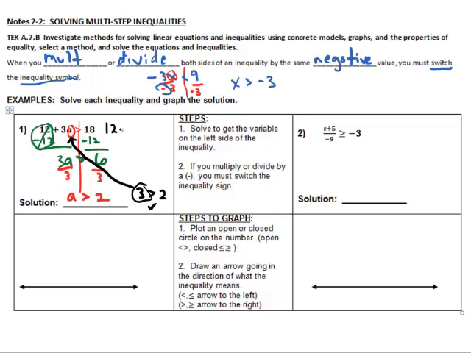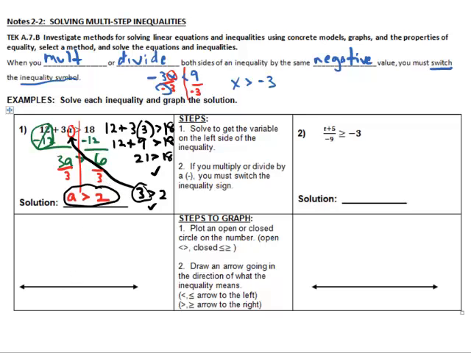We have 12 plus 3 times 3 is greater than 18. So 12 plus 3 times 3 is 12 plus 9, which is 21. 21 is greater than 18. This is a true statement. So that means this is our solution: a is greater than 2.